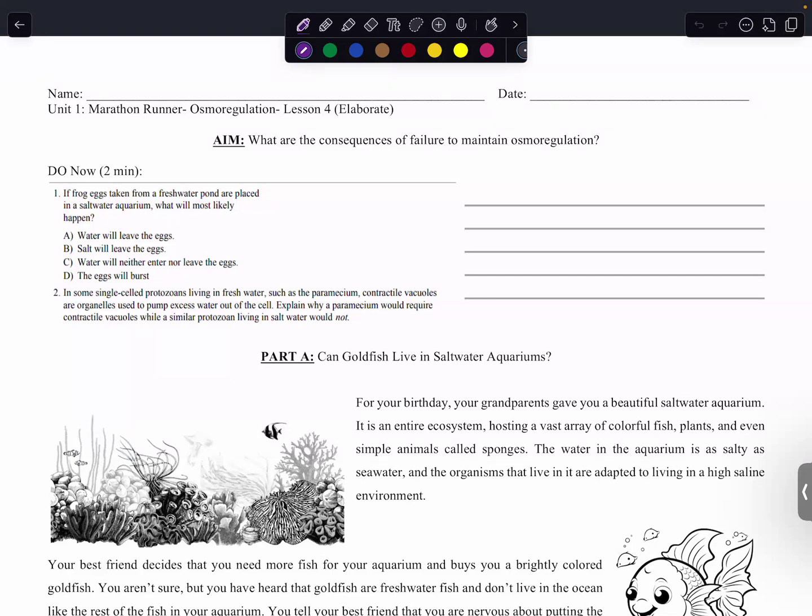All right. So our aim, what are the consequences of failure to maintain osmoregulation? Number one, for our do now says, if frogs taken from a freshwater pond are placed in a saltwater aquarium, what will most likely happen? So we're taking it from a hypotonic environment, freshwater, where the concentration of water is higher than the salt concentration, to a saltwater aquarium where the concentration of water is lower than the salt concentration. What we should expect is A, water is going to leave the eggs, right? Water is going to leave the eggs in a saltwater aquarium.